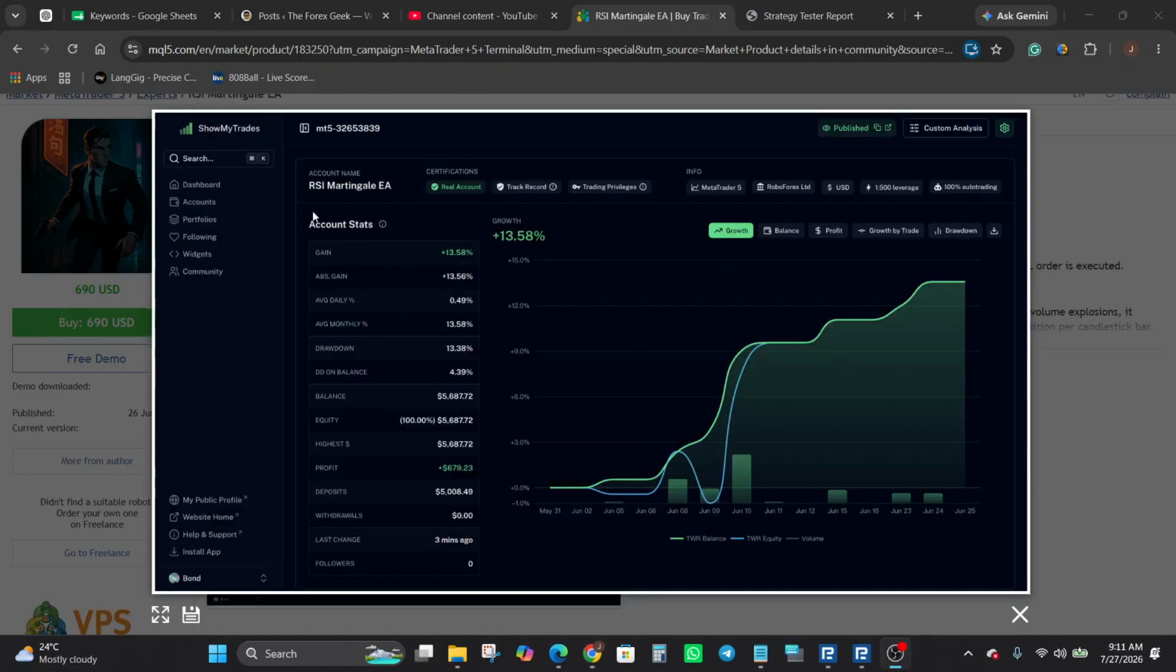So based on what we have here, this is showing us account stats. This is the growth that was recorded, 13.58% growth. We can see here the profits, the deposits, and all of that. It seems to be from May 31st to June 25th. So that is close to a month, about 13.58% growth. Let's head over to our strategy tester now, shall we?